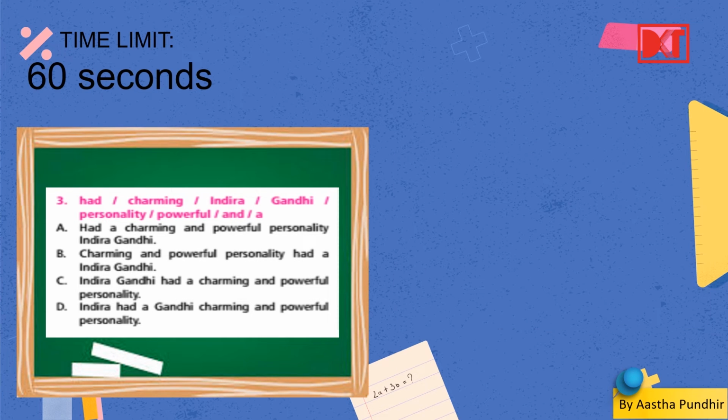Okay, here we have had, charming, Indira Gandhi, personality, powerful, and a. Pretty easy. I think here, since we're given a name, this seems like the subject. Let's read C and D. C: Indira Gandhi had a charming and powerful personality. D says: Indira had the Gandhi charming and a powerful personality. The correct answer is C. Indira Gandhi had a charming and powerful personality. Right.